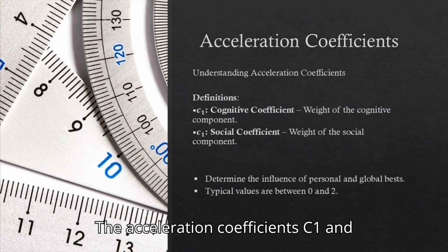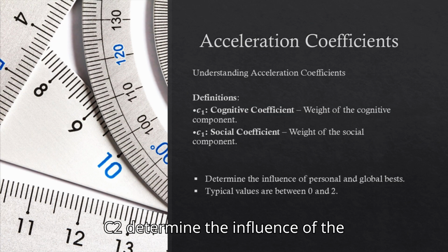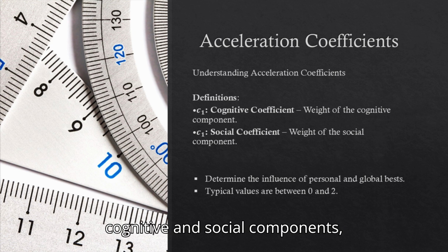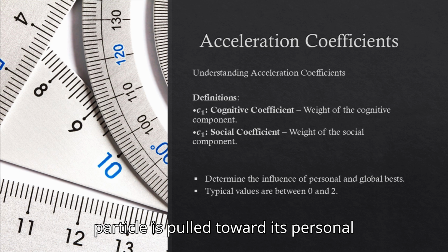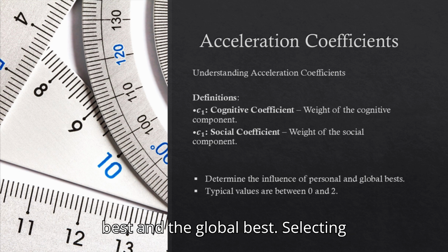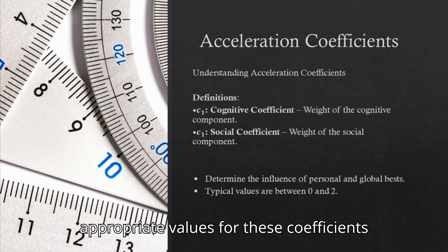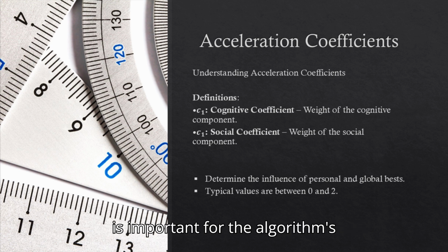The acceleration coefficients C1 and C2 determine the influence of the cognitive and social components, respectively. They weigh how much the particle is pulled toward its personal best and the global best. Selecting appropriate values for these coefficients is important for the algorithm's performance.